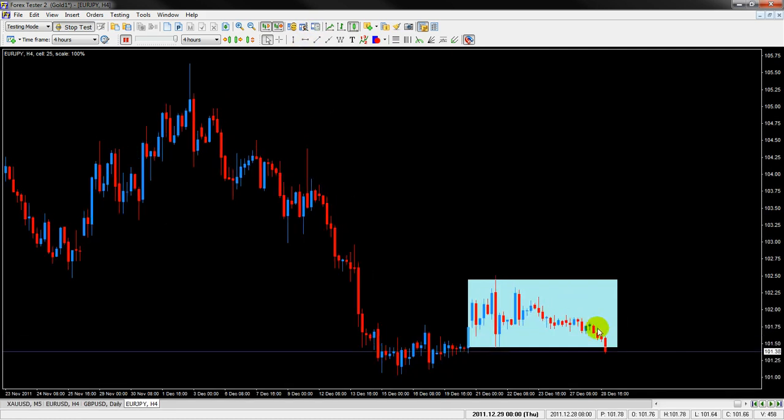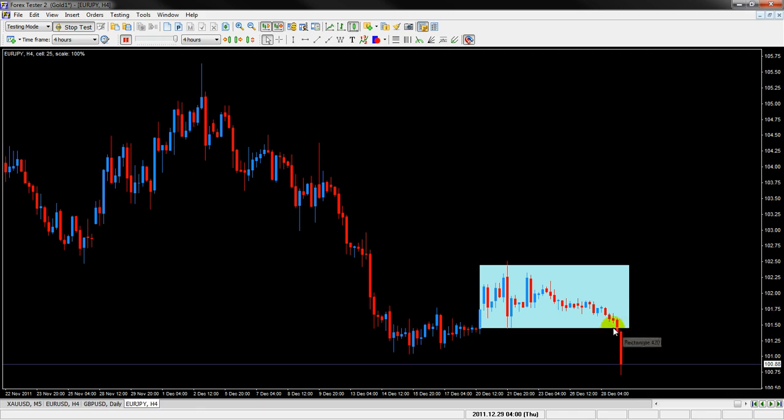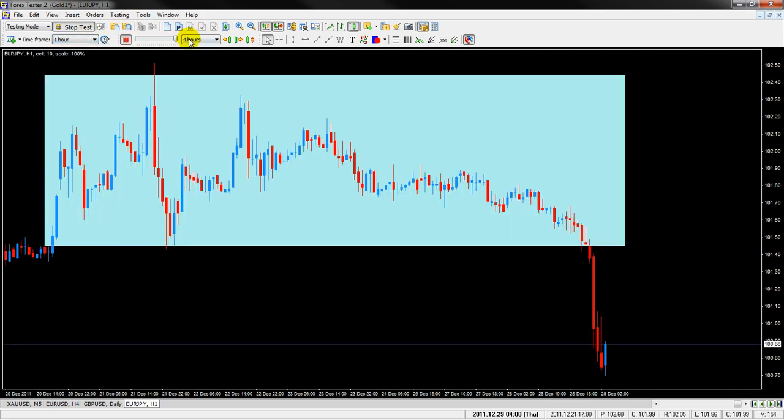So I want to see the market break out of the box here, and there it is. There it goes. It's broken out of the box, right? It's been in a really nice restricted zone, and in fact, if I looked at this from a 1 hour perspective, you'd see that it was even better.